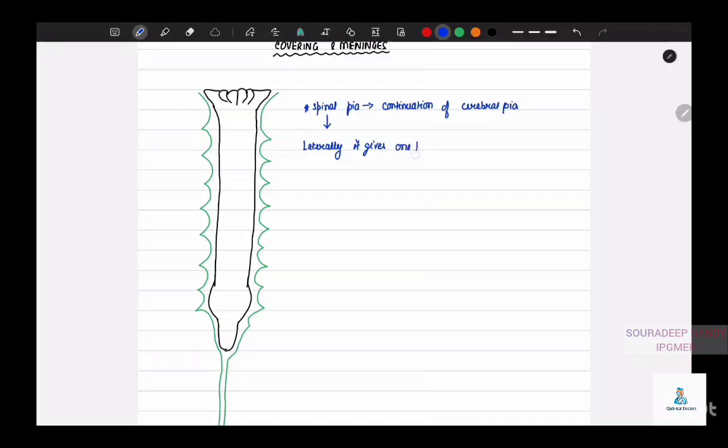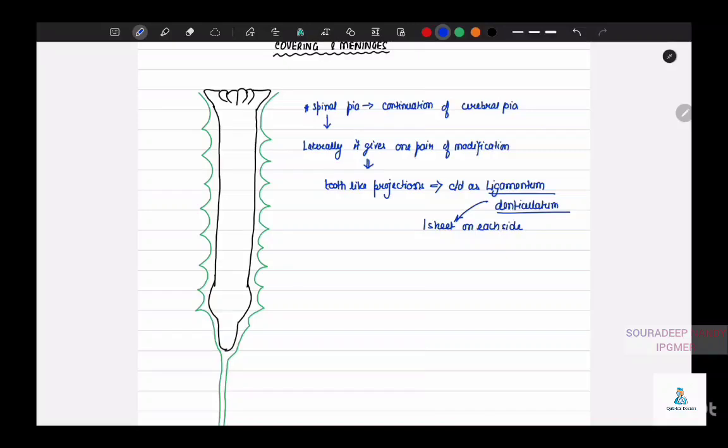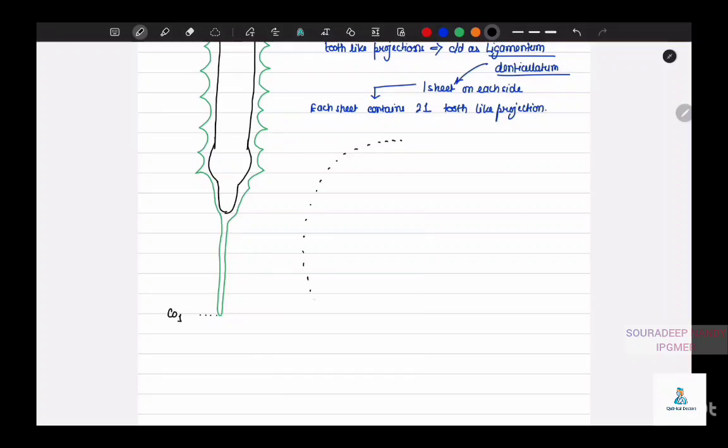Laterally, it gives one pair of modification which looks like tooth-like projection. So this modification is called ligamentum denticulatum, because it has a teeth-like appearance. There is one sheet on each side and each sheet contains 21 tooth-like projections.